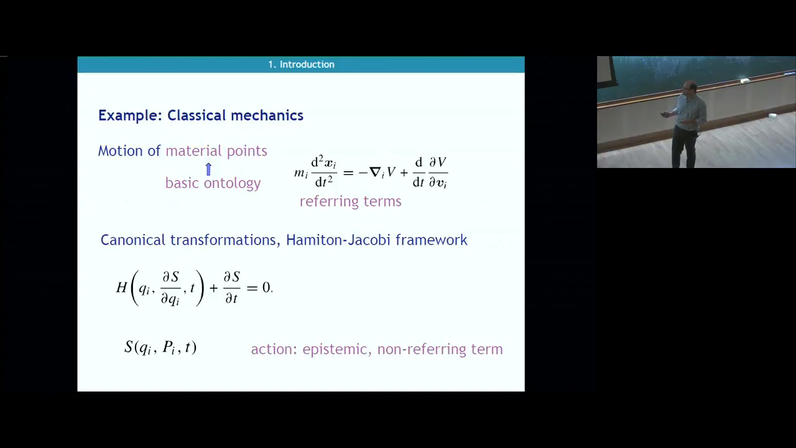Instead, if I use classical mechanics in terms of canonical transformations and Hamilton-Jacobi equations, then there is a classical action, and the classical action does not refer to aspects of the physical world, right? It's just an epistemic term within classical mechanics.